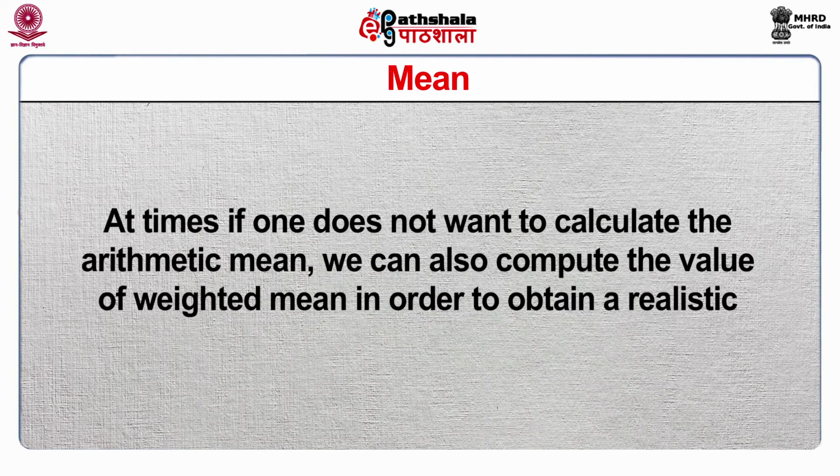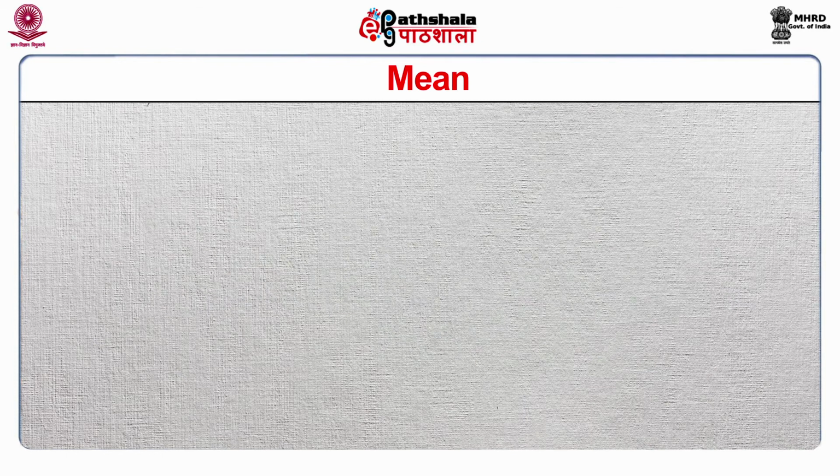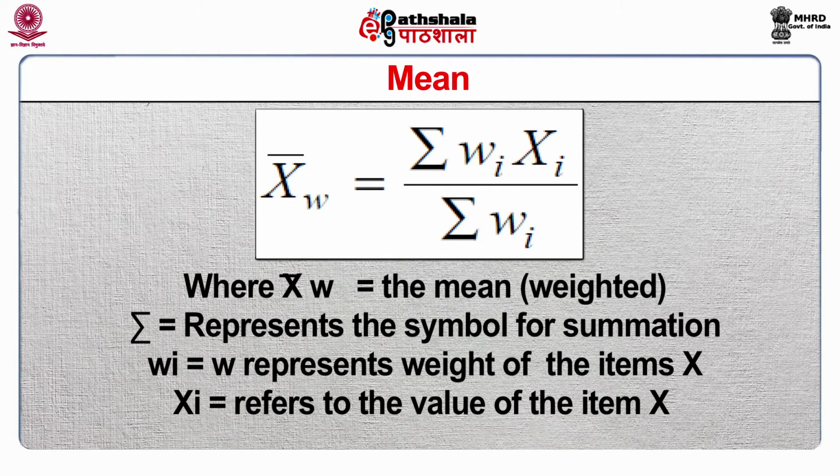At times, if one does not want to calculate the arithmetic mean, we can also compute the value of weighted mean in order to obtain a realistic average. Again, the formula is presented on your screen. It is, as you can see on the screen, the formula here, x bar with the w in superscript is the weighted mean. Wi represents the weight of any item of x, and xi represents the value of any item of x.